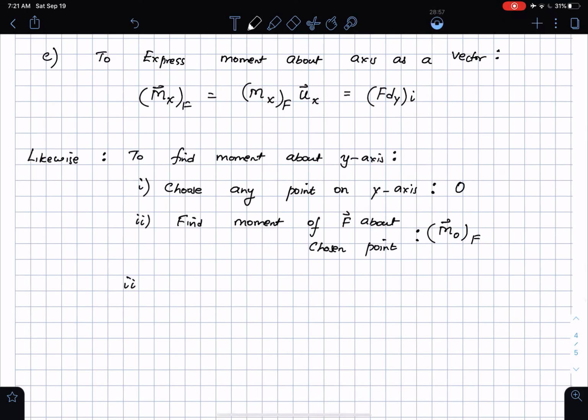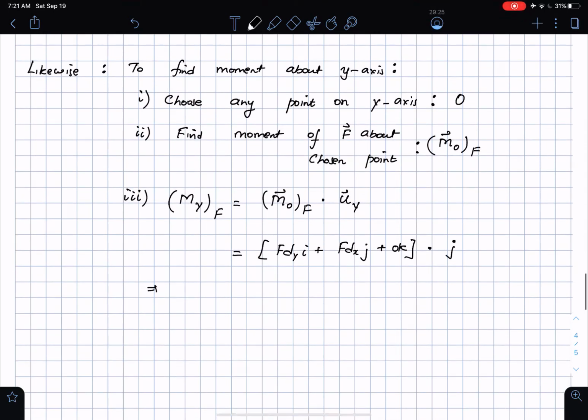And then here is what I do. To find the magnitude of the moment about the axis of interest, I take the dot product of the moment I found with the unit vector along the y-axis: F times dy i, F times dx j, 0k, dotted with j. That's the unit vector, which means the magnitude of this moment is just going to be F times dx. This is just the magnitude. Notice that this is not the x-axis, that's the y-axis.